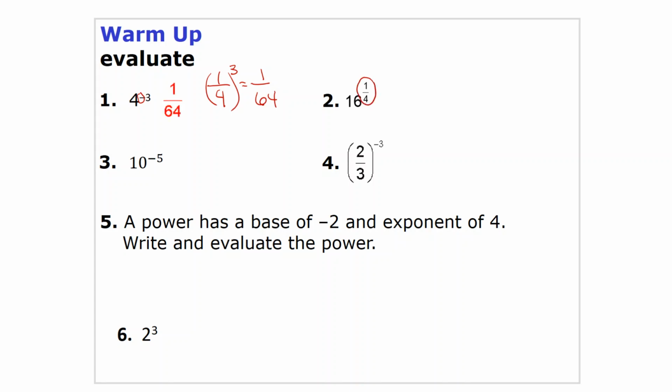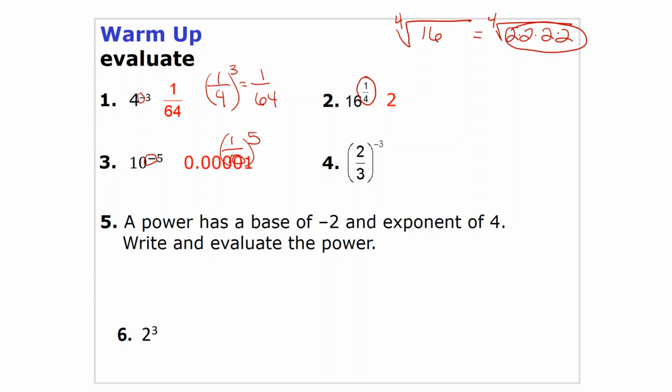Remember, 16 to the 1/4 power, that really means to do this. All right. And 16 can be broken down into 2 times 2 times 2 times 2, and there's actually 4 of them, and that's what we're required, so the answer is going to be 2. All right, for our 10 to the negative 5, again, that means 1 over 10, and 10 to the 5th power is going to equal this.